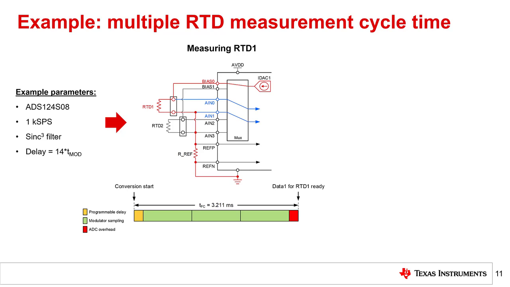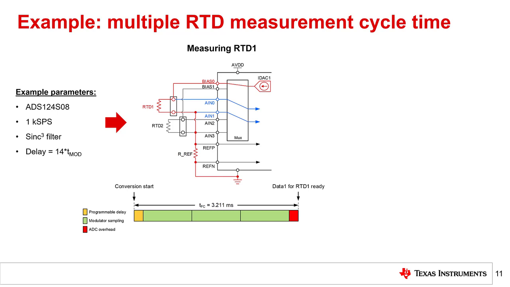When we start a conversion, the latency for measuring RTD1 is segmented as shown. First, the programmable delay time is denoted by the section in orange. Second, the modulator sampling is shown in green. Since we are using the Sinc3 filter, it takes 3 modulator sampling periods to generate an output. Third, the ADC overhead time is highlighted in red. Finally, the total time to measure the voltage across RTD1 is given as 3.211 milliseconds. Note that this is longer than the inverse of the 1 kilosample per second data rate, or 1 millisecond.